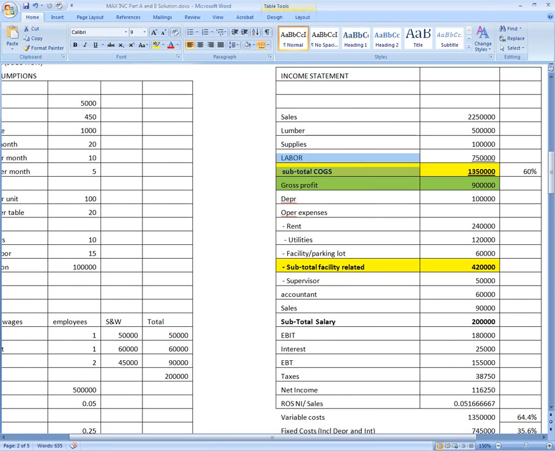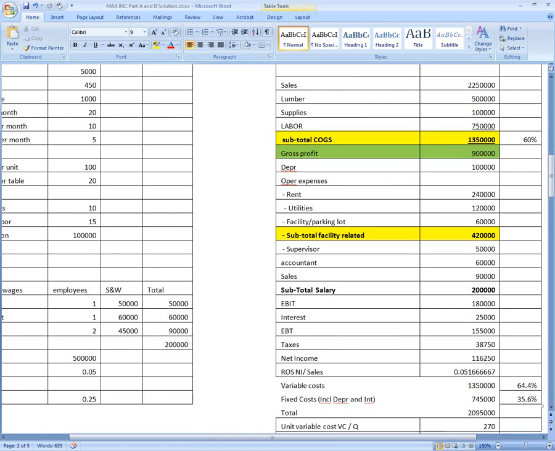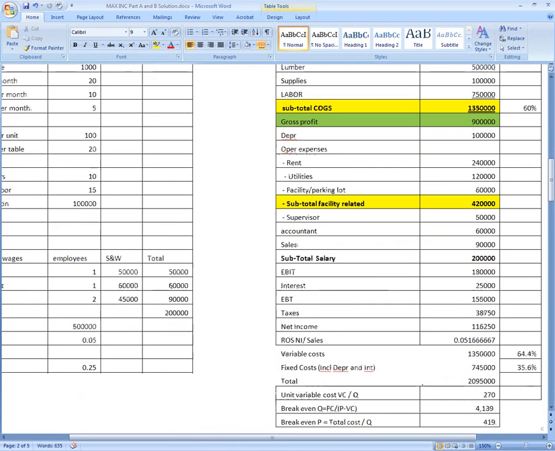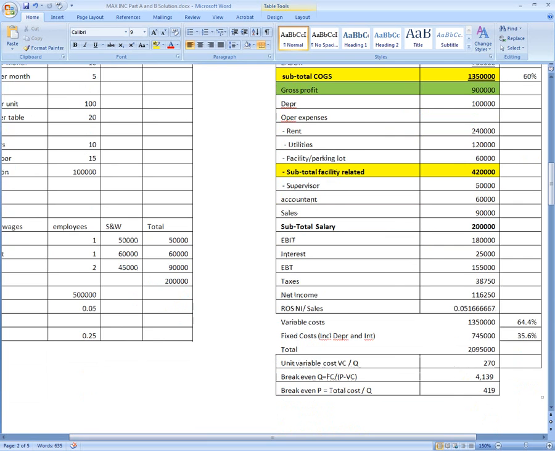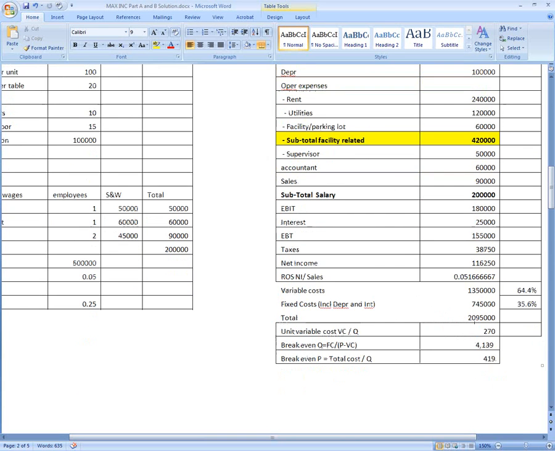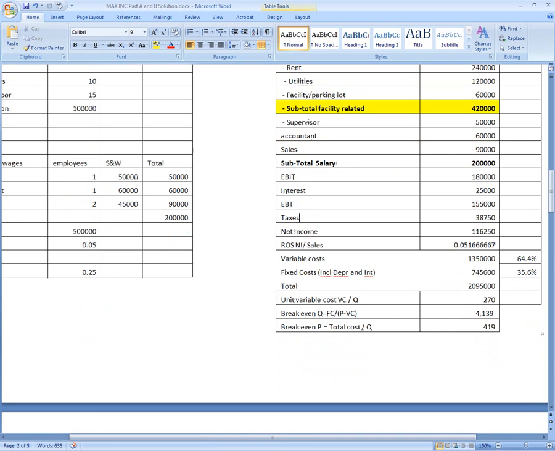In this case, there are three pieces to the cost of goods sold: the lumber, the supplies, and the labor. We calculate that, and then we start to look at our fixed cost, the depreciation, the operating expenses, salaries. Then we get to the earnings before interest and taxes. We get the interest, earnings before taxes, net income, and so on. Then we get the variable cost, which is your cost of goods sold. Fixed cost is all our costs, including depreciation, interest.